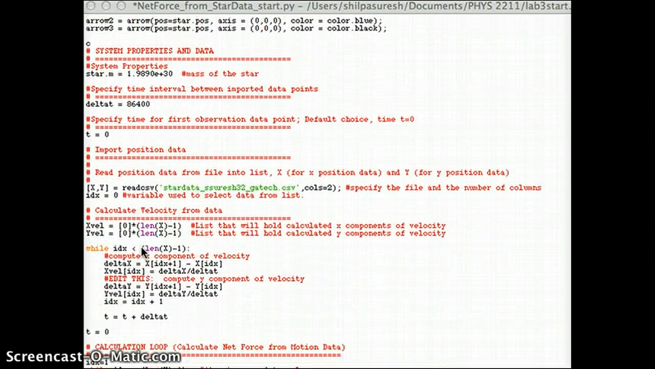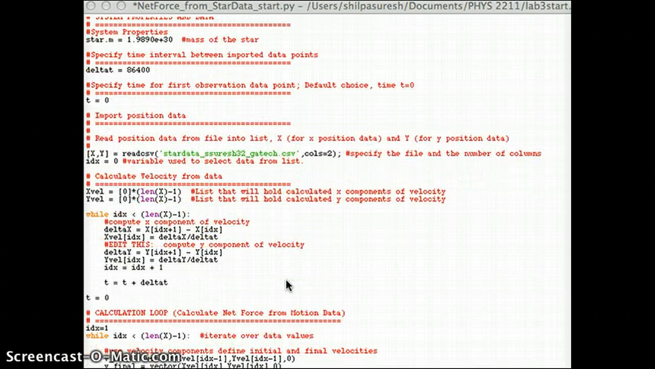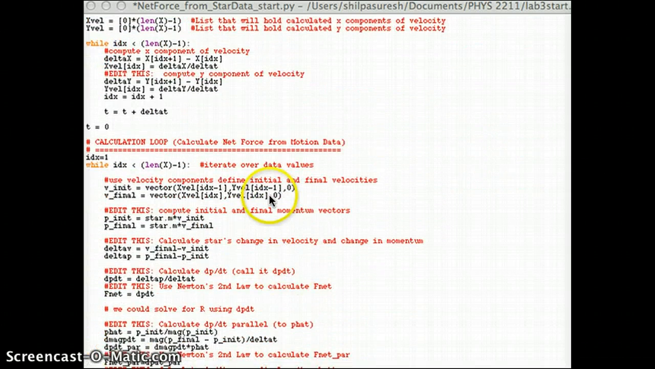If we move on, an index is created using a while loop to facilitate the time steps. Now onto the calculation loop, where we can apply the physics concepts. In the beginning, we define the initial and final velocities, and then move forward to calculate the change in velocity. Thus, we find the change in momentum by multiplying this change in velocity by the mass of the star.